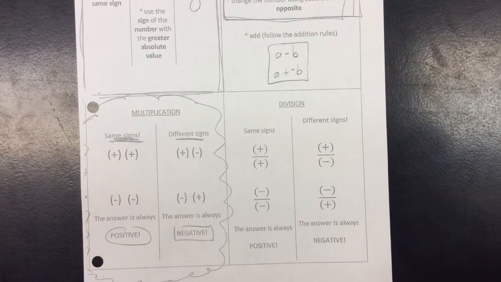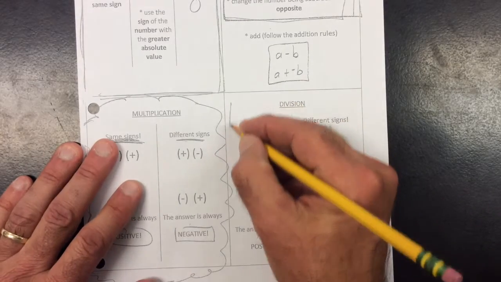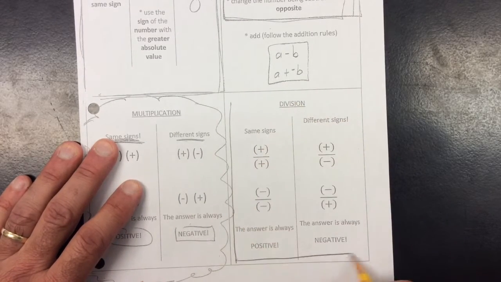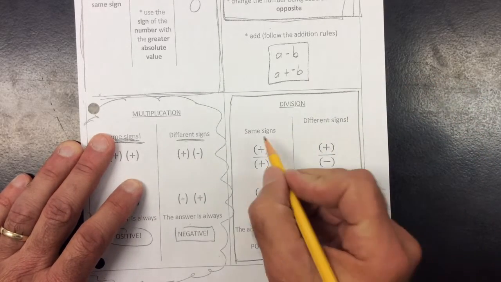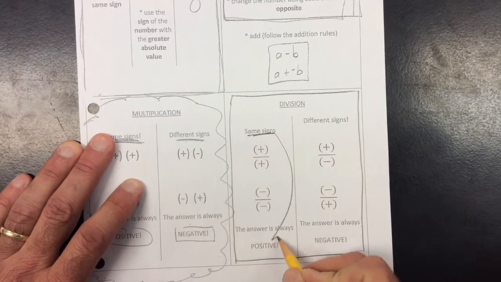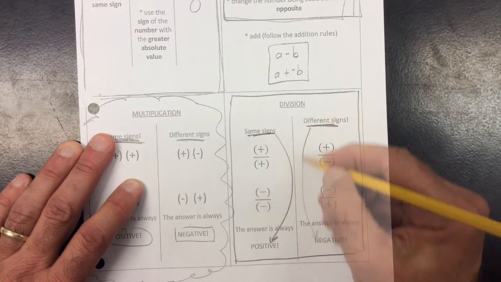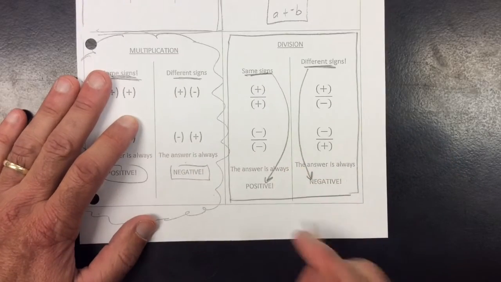Dividing rational numbers follows the same rules as when we divided integers. If the numbers being divided have the same sign, you're going to get a positive answer. If they have different signs, you're going to get a negative answer.